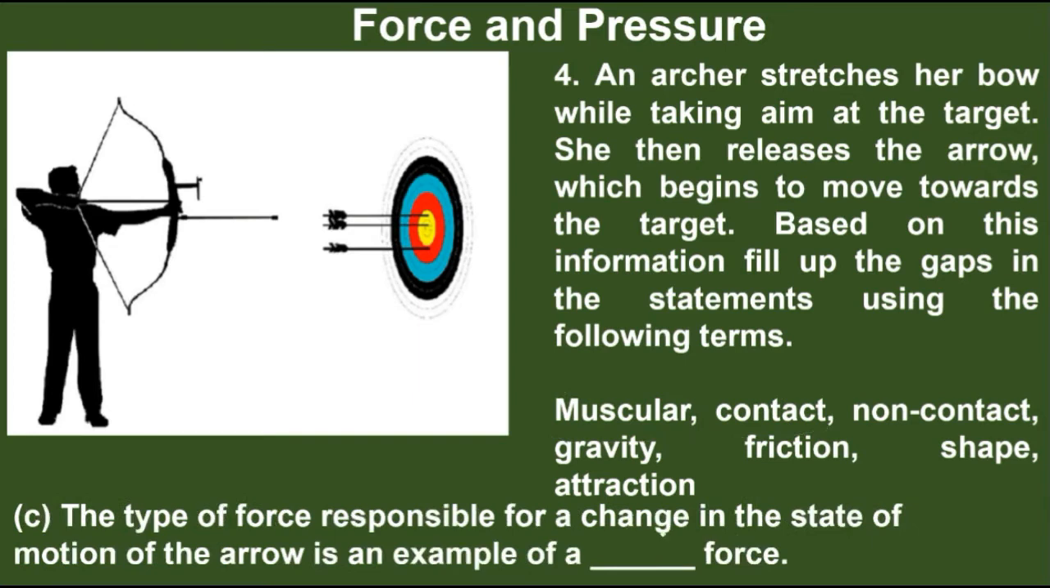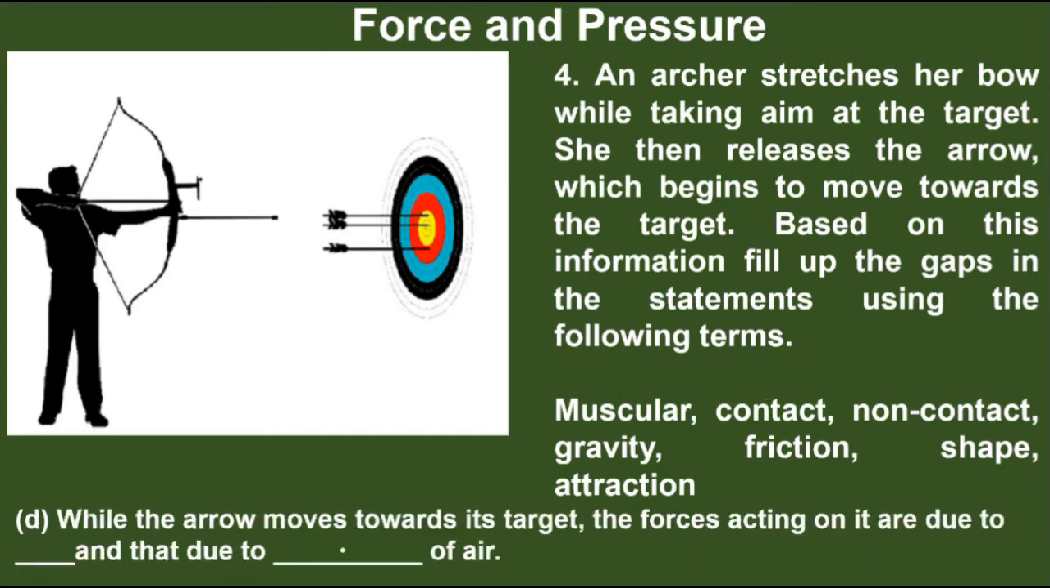The next one, C. The type of force responsible for a change in the state of motion of an arrow is an example of, now contact is already used. Now we can go for muscular force. So the answer is muscular force, because we are using the muscles of the body to pull it, right? The state of motion is changed. It's going fast, right?